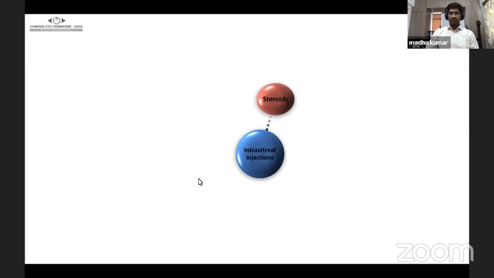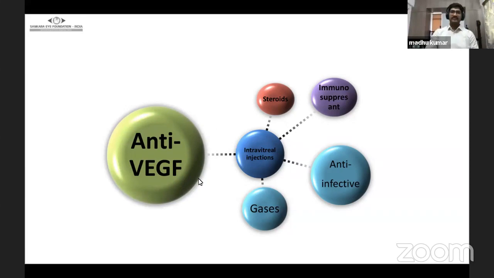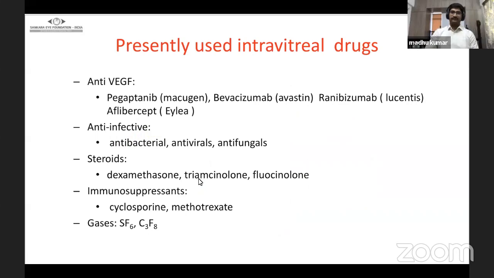So with intravitreal injections, there are many drugs which can be delivered into the vitreous cavity: the steroids, the immunosuppressants, the anti-infectives, that is antibiotics, the intravitreal gases. But the major chunk of what we practice and use is anti-VEGF.